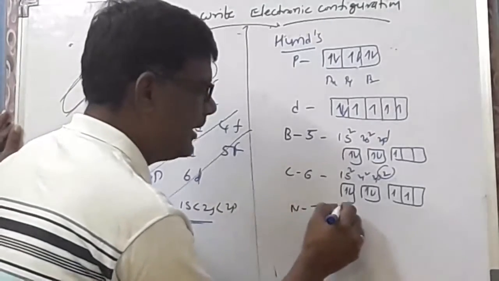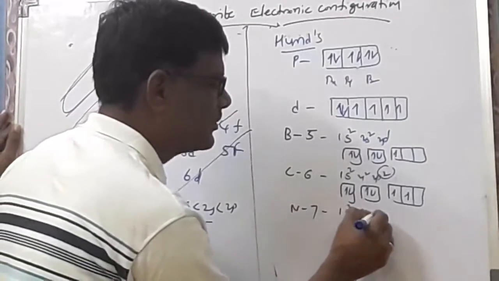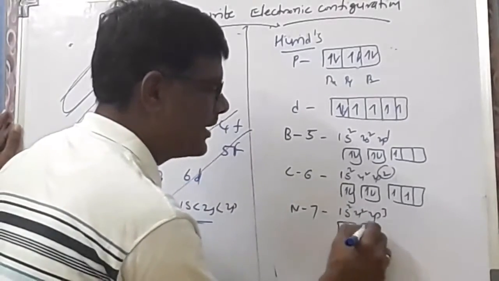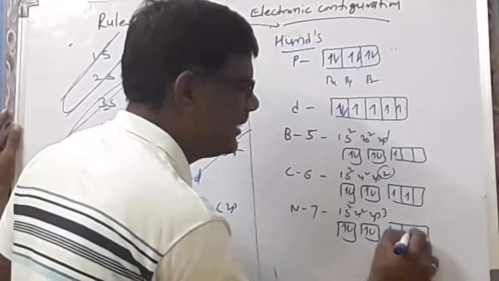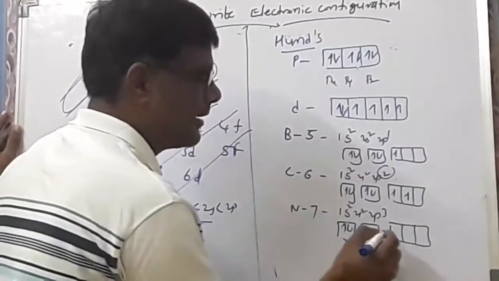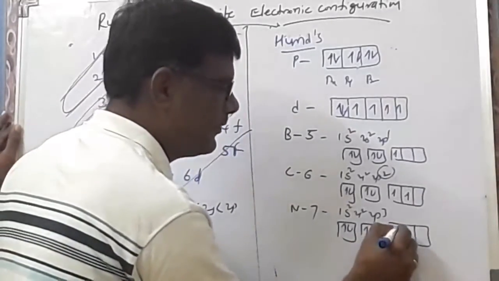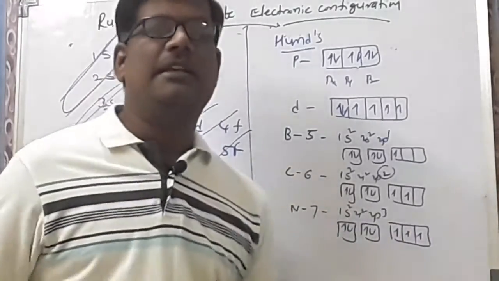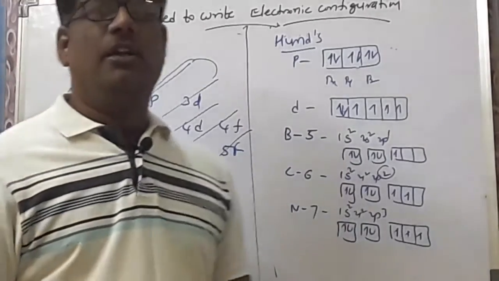Nitrogen, 7: the electronic configuration is 1s2, 2s2, 2p3. So 1s2 like this, 2s2 like this, 2p3. Now you have the 3 orbitals, px, py, pz, with 1 electron each. That's why now you will get the half-filled configuration. Then only pairing can take place, which is called Hund's principle.